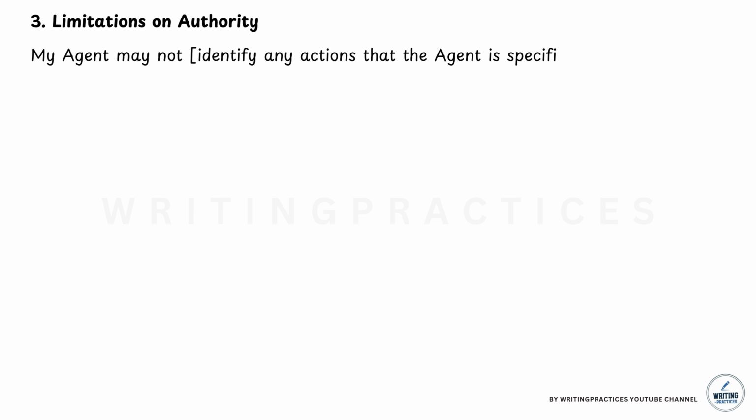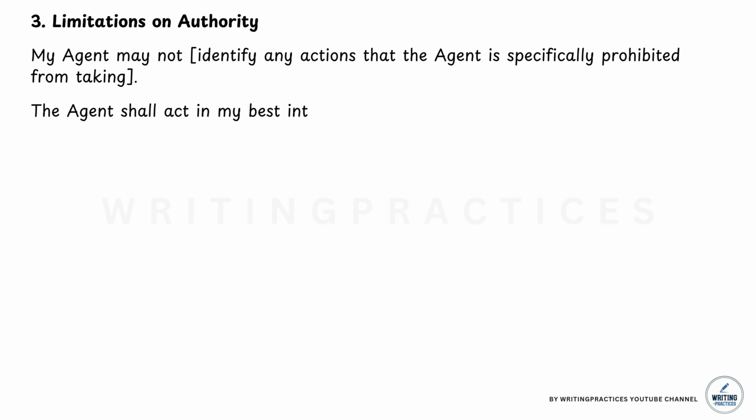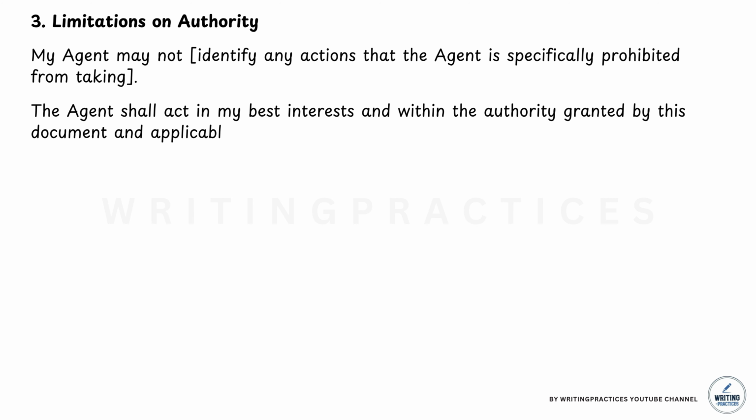The full sample is 3. Limitations on authority. My agent may not sell, transfer, gift, or otherwise dispose of my real estate, investment accounts, or other major assets, and may not enter into new loans or incur substantial financial obligations in my name. The agent shall act in my best interests and within the authority granted by this document and applicable law.